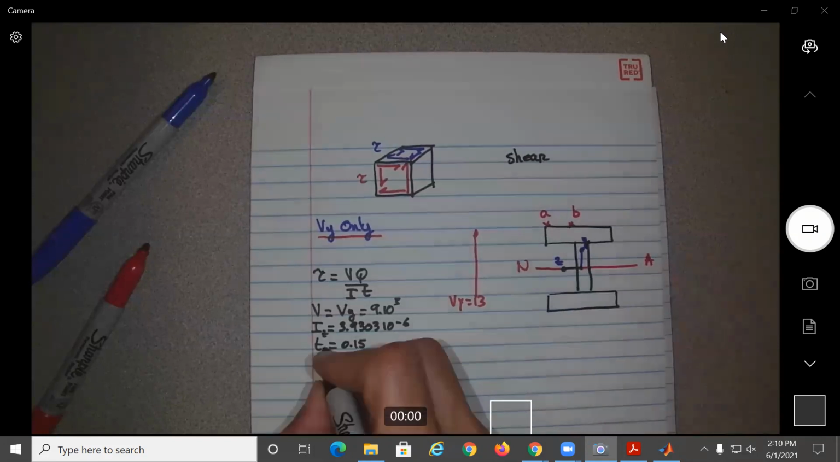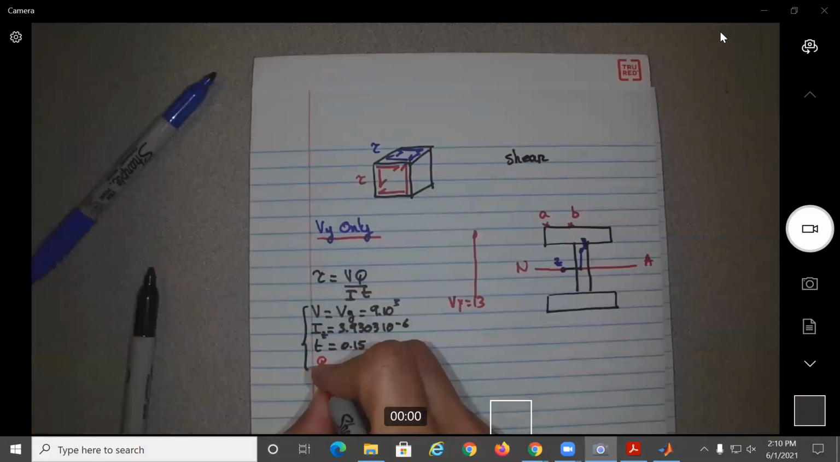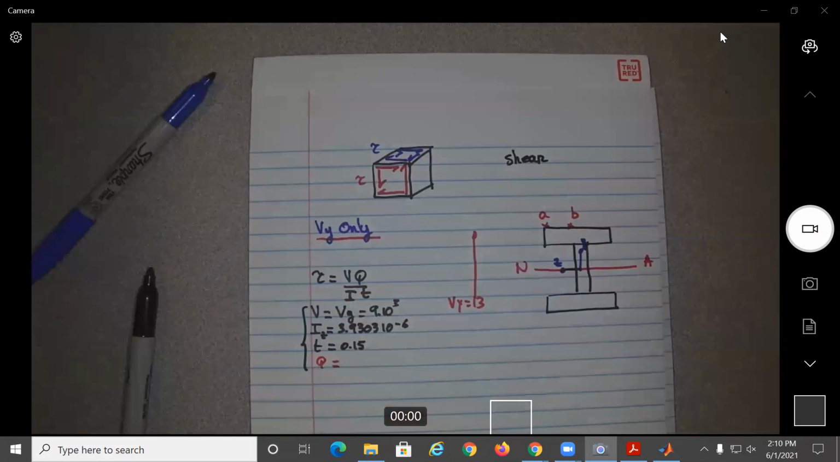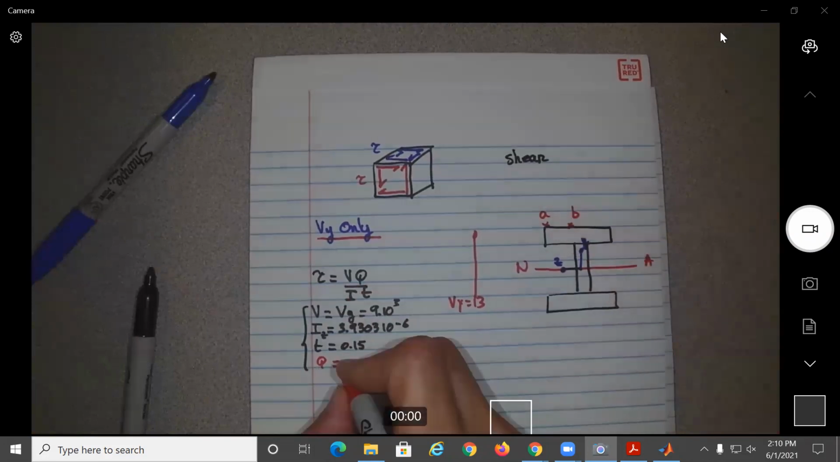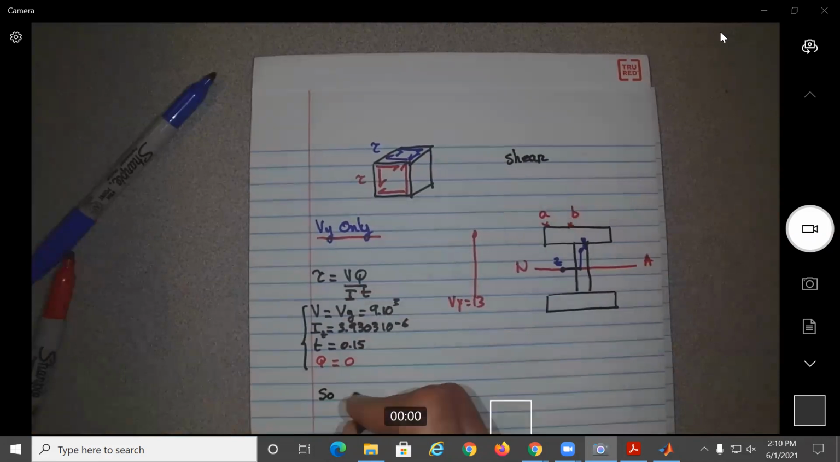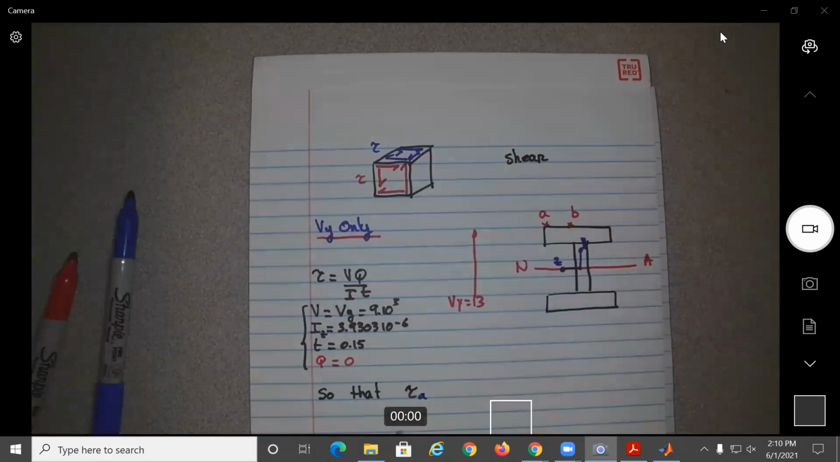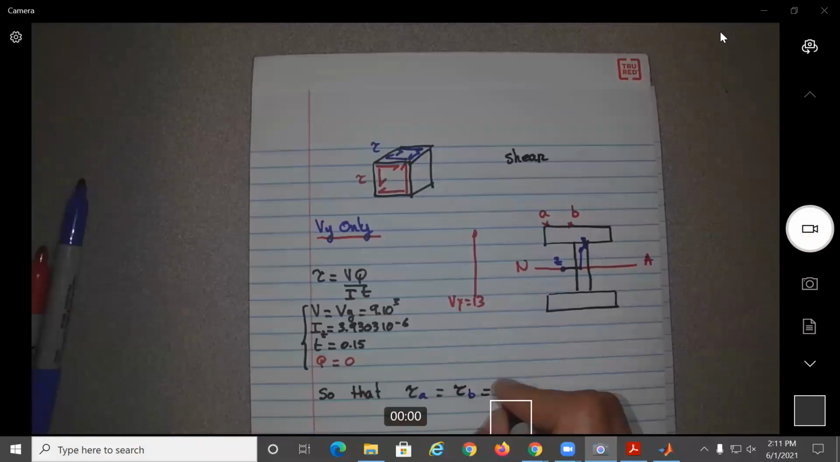Now for this one, it's going to be very easy. Let's see if you understood. What is Q at the top if the force is going this way? What should be the shear at the top? 0. So that will give you Q equal to 0. So from here you will find that tau sub A will be equal to tau sub B, equal to 0.